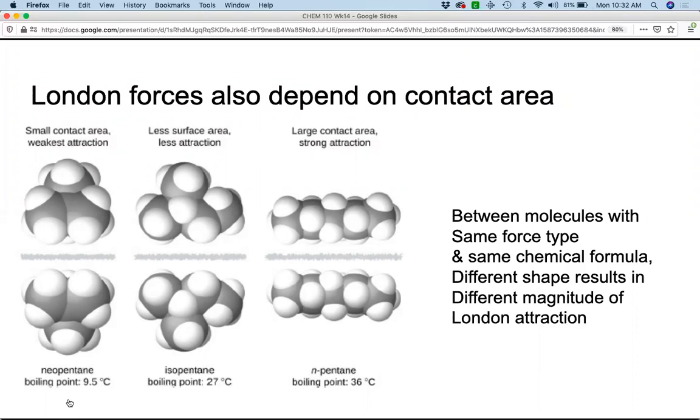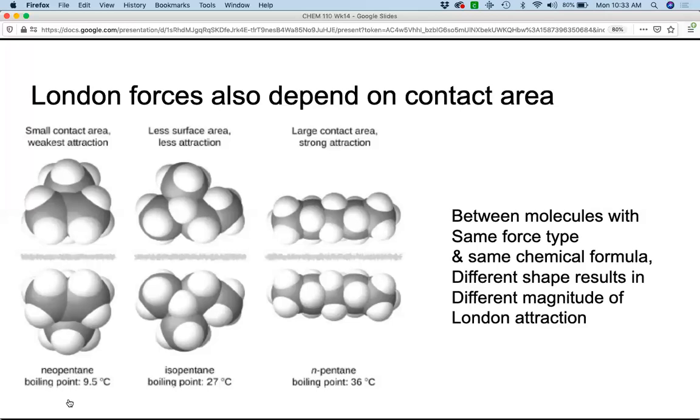So if I think about this between molecules with the same force type, so in this case, the force for each of these molecules is only London dispersion, and the same chemical formula, which in this case is true, right? If I think about N-pentane, I could count, it has C5, right? N is my carbon, and then my hydrogens would be 12 because it's completely saturated. So it's 2N plus 2, so 2 times 5 plus 2 gives me the number of hydrogens that I would see for pentane. The only thing that's different in these molecules then is the different shape.